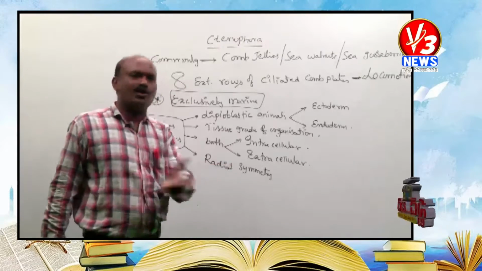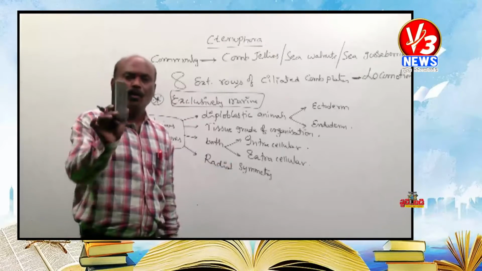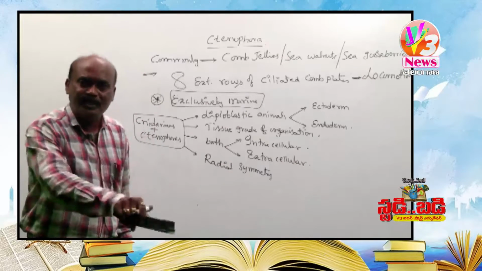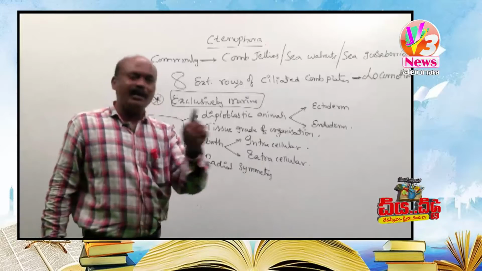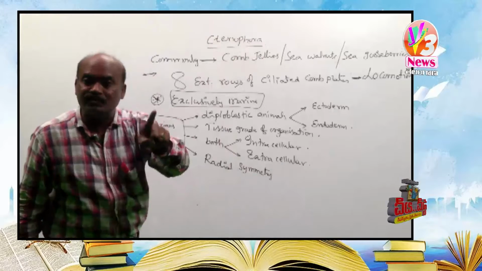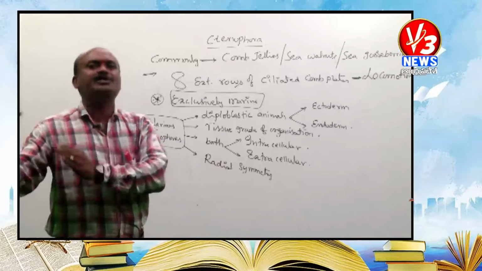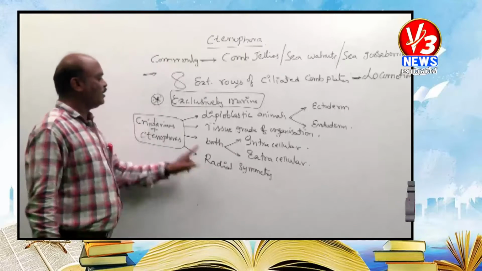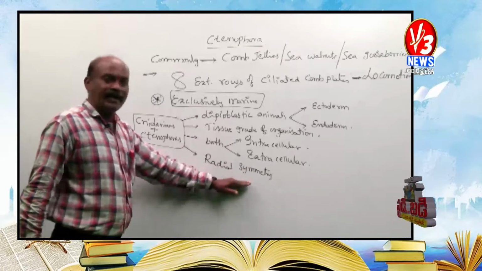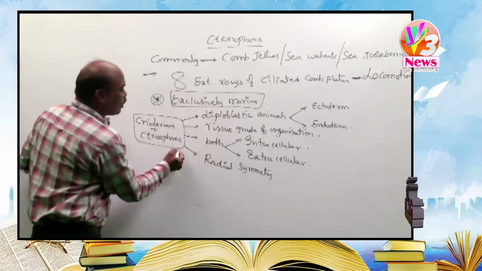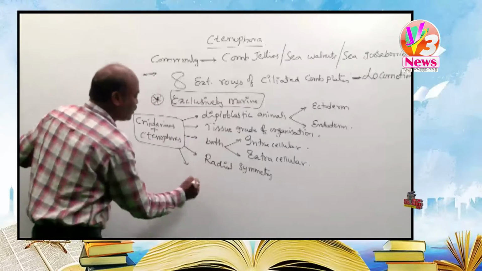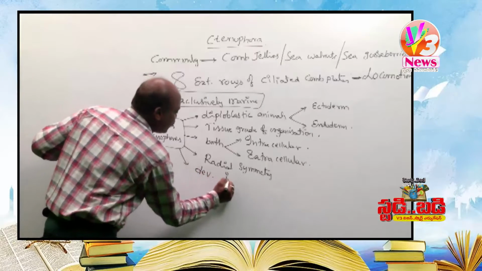Regarding symmetry, one exemption we discussed in yesterday's class: except Adamsia, that is commonly called sea anemone. Sea anemone is the common name, Adamsia is its scientific name. Only in Adamsia biradial symmetry is there. That is one exemption. Except that sea anemone, all the remaining exhibit radial symmetry.